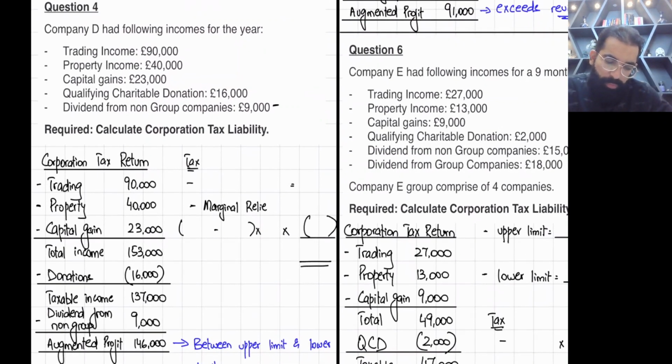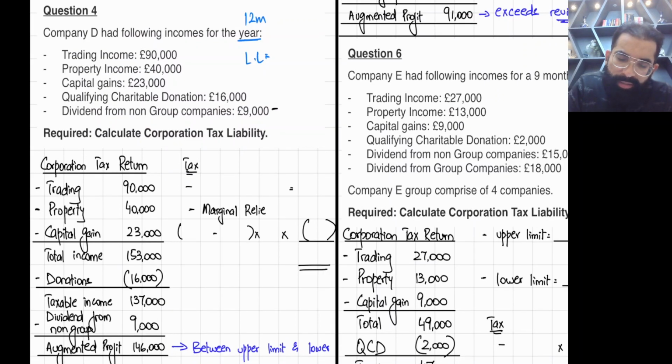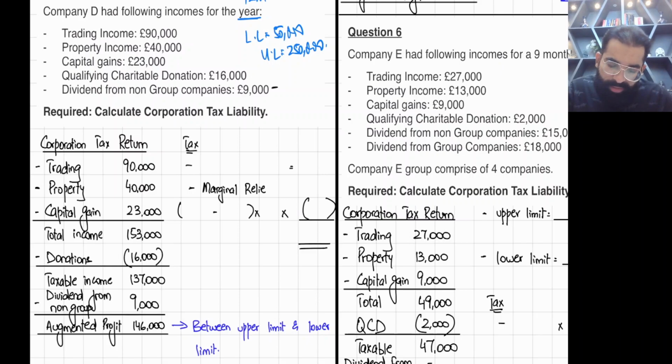Okay, question number 4. I would recommend you to pause the screen, try it yourself, and then watch my solution. So, first of all, it's a year, which means 12 months, and no 51% group of companies. So again, your lower limit is 50 and upper limit is 250. My dear students, you can see your taxable income is 137, augmented profit is 146. Now use your brain. Augmented profit is between 50 and 250, so the higher rate will be applied. But the rate is always applied on taxable income.